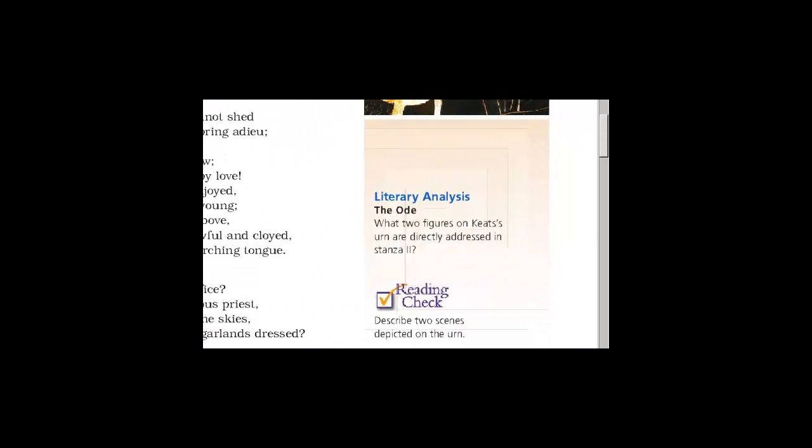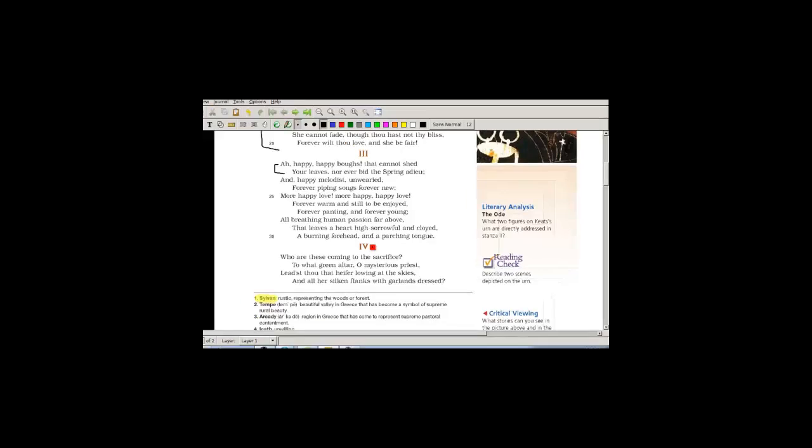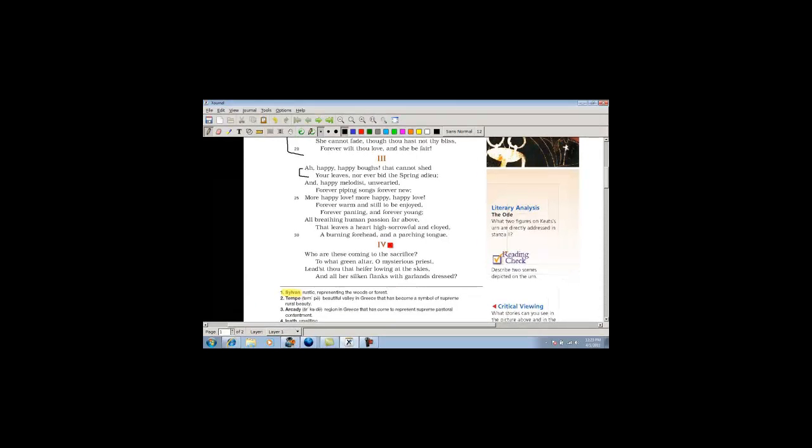So stanzas 2 and 3 in particular address this frozen in time moment and the beauty of that, the beauty of the expectation. Stanza 4 begins to address the mysteries that the urn holds for us. Because we do not know the story behind the urn, we do not know the story of the creation of the urn or the individuals on the urn, it holds a great deal of mystery.